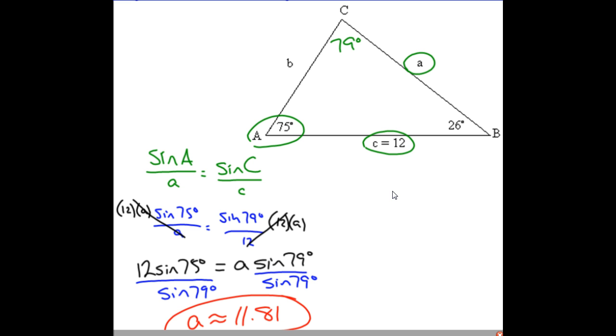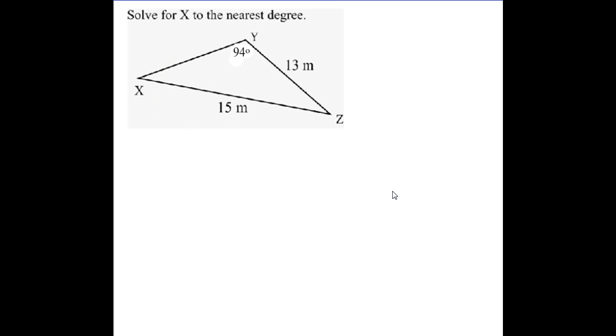In our last example, we're going to look at solving for an unknown angle using the law of sines. Okay, I'd like you to sketch out this picture and write down the given information and what it is that we're trying to solve for. We're trying to find angle x to the nearest degree. This picture is not necessarily drawn to scale.